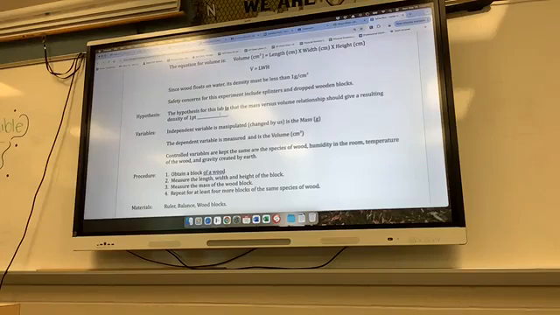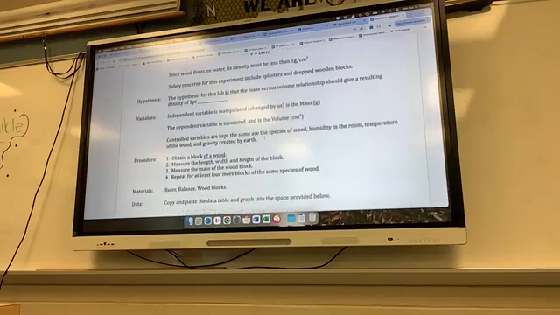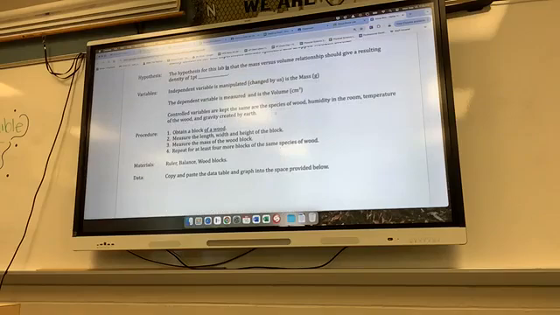Independent variable. What I'm changing is the mass. What should depend on that should be the volume. Control variables are kept the same. So what's going to stay the same? Humidity, temperature of the wood, gravity by Earth. If Earth's gravity changed during the lab, that would be bad.